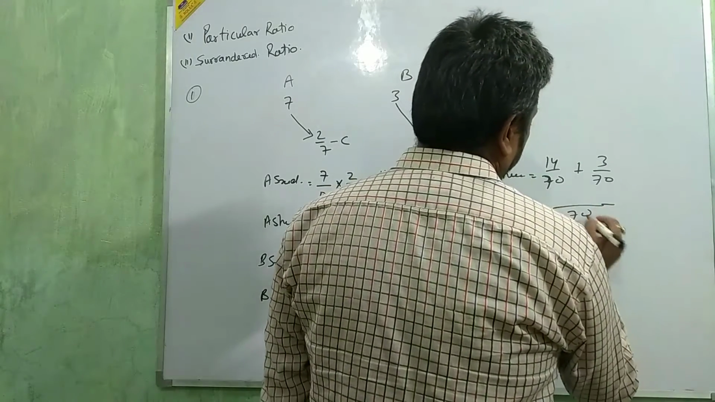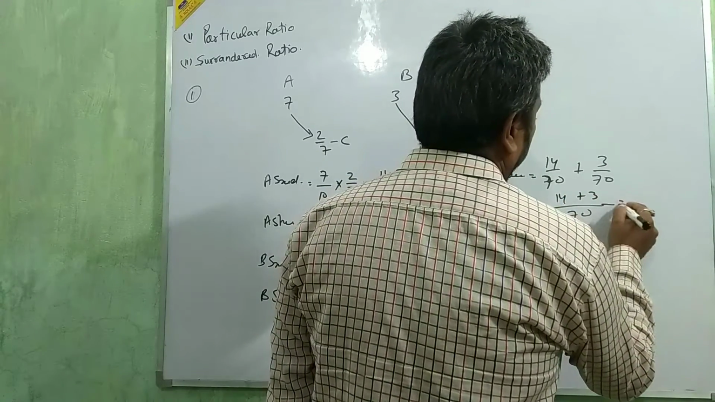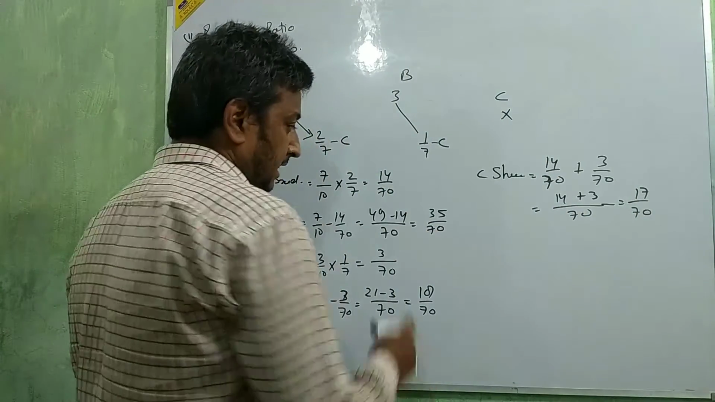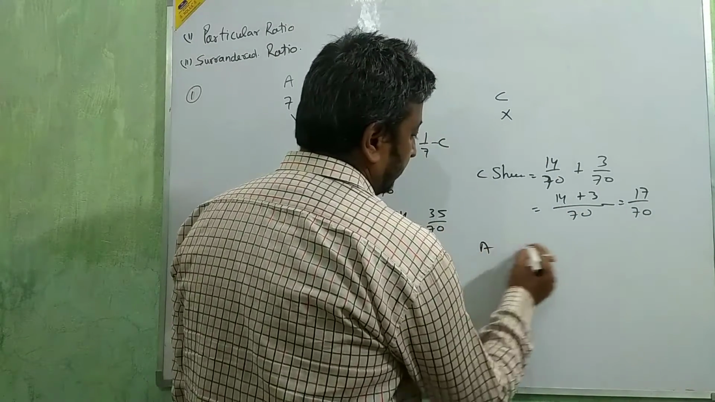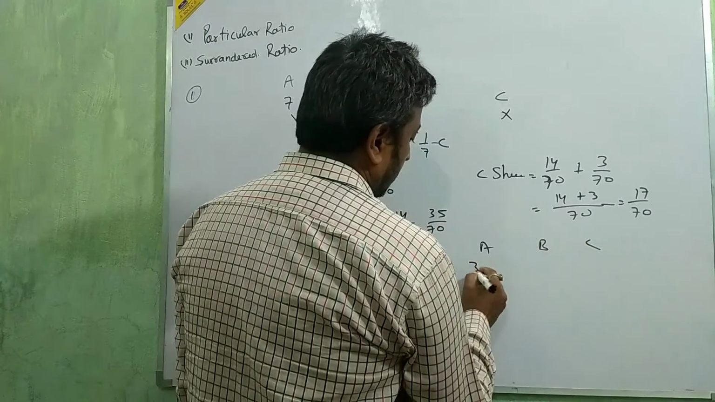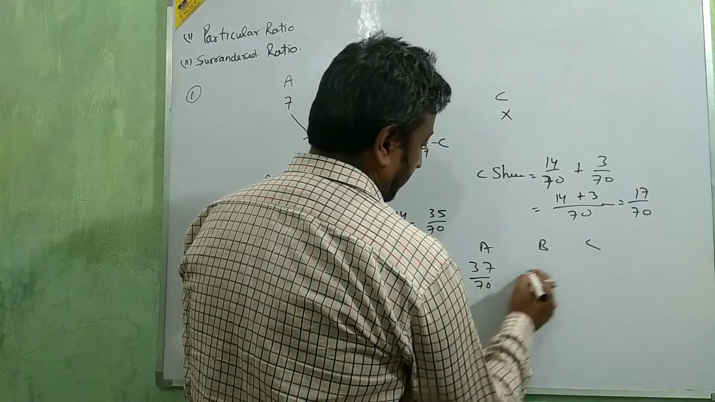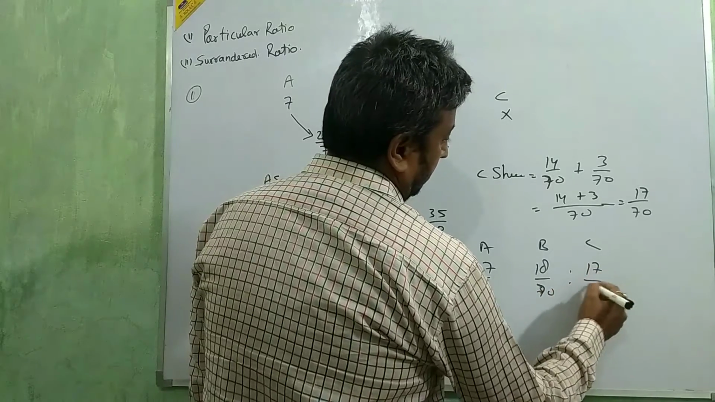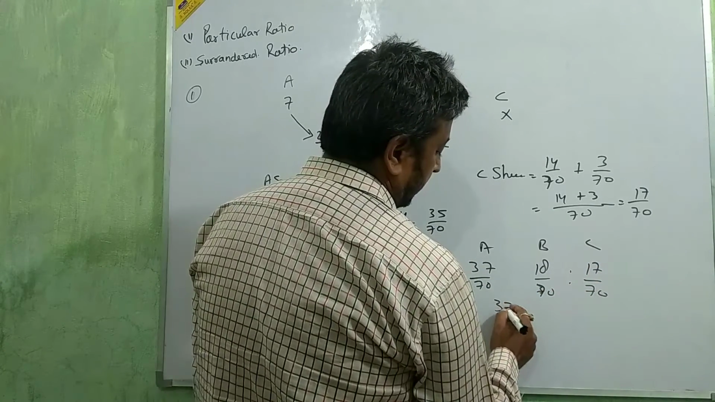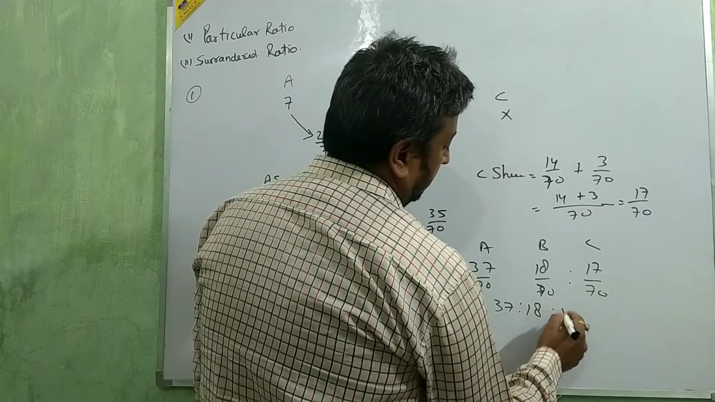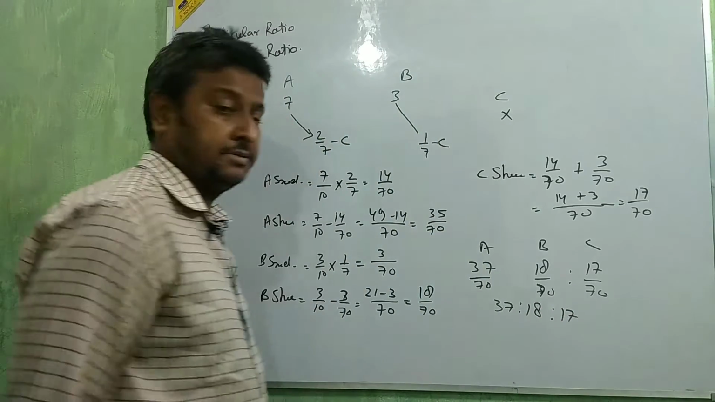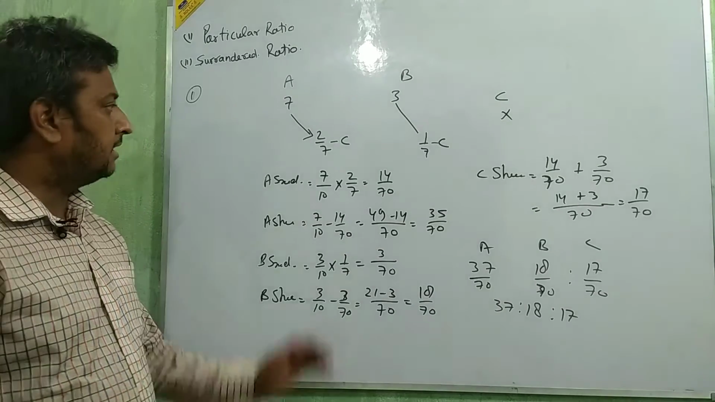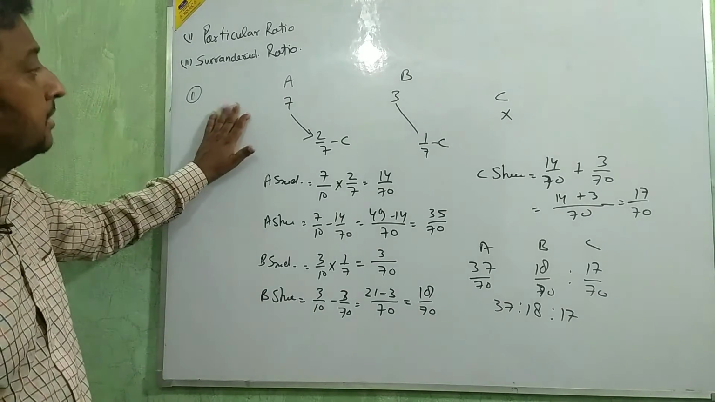Then 70, 14 plus 3, it means 17/70. Okay, let's take the ratio. Total ratio is A, B and C: 37/70, 18/70 and 17/70. It means 37, 18 or 17. Okay, this is the ratio. Okay, clear beta? Again I have to repeat this question.